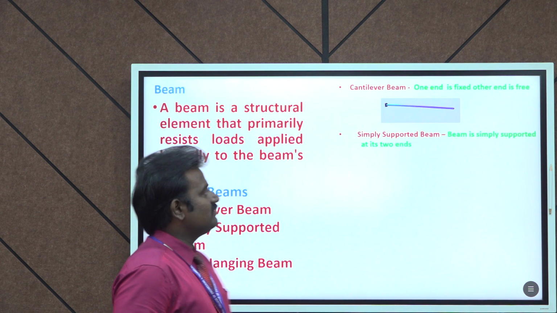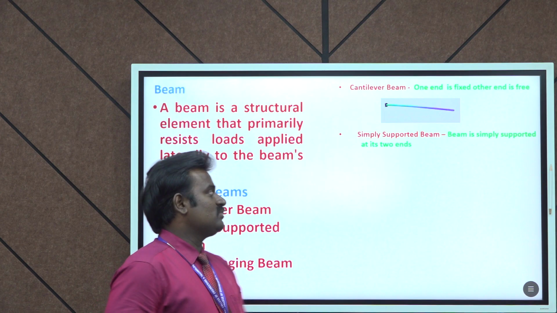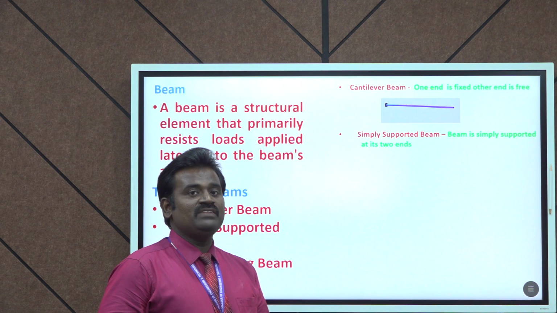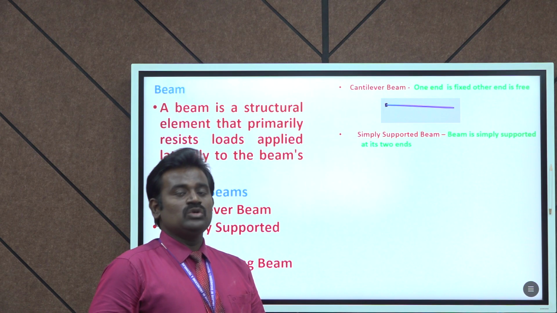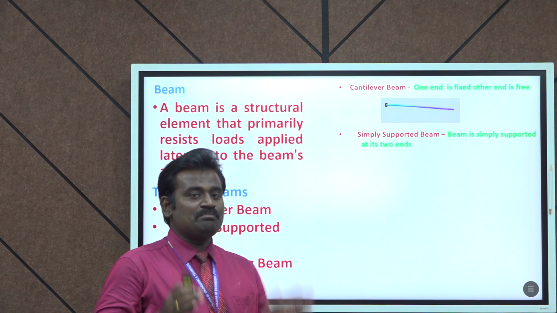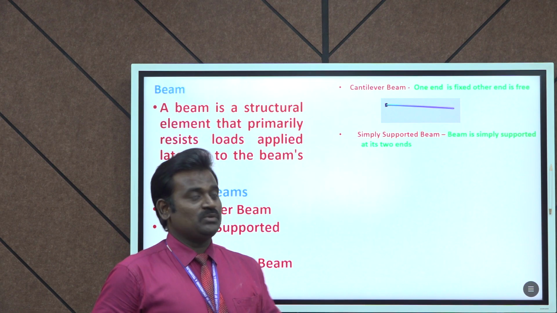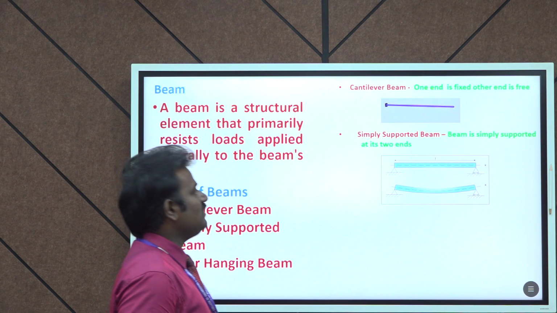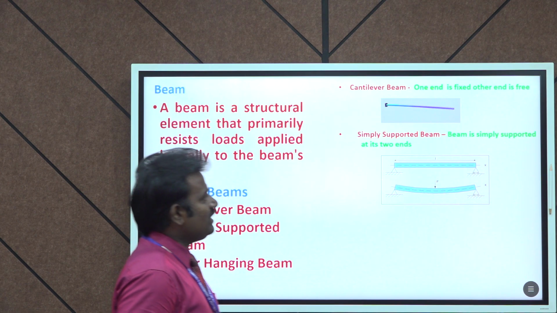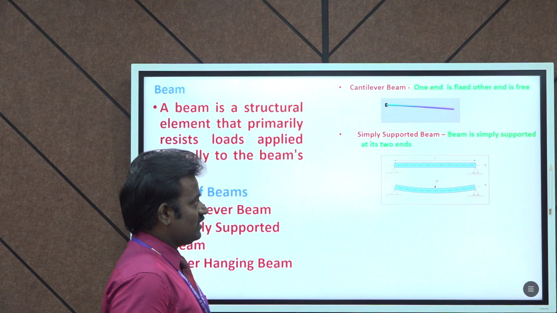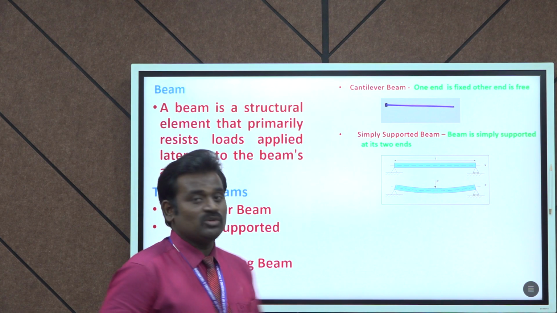Then the second one, simply supported beam. A simply supported beam means the beam is simply supported between the two ends. Two ends means two supports. The beam is simply supported between the two ends, and it is known as a simply supported beam. So this is the example for the simply supported beam. Many beam structures are like simply supported beams.